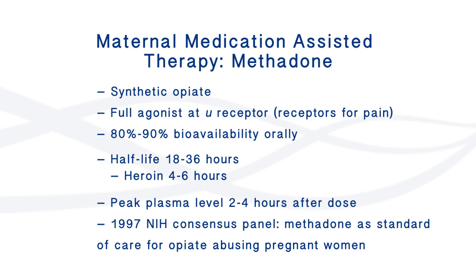Now, methadone is a synthetic opiate. It's an agonist at the mu receptor, and those are the receptors for pain. And when you take methadone by mouth, about 80 to 90% of it is available. That is, it's absorbed and is active when taken orally. Its half-life is 18 to 36 hours. Now, this is an important point because heroin's half-life is only 4 to 6 hours. So what you get is a much more level, a steadier state of medication when you use methadone versus heroin.